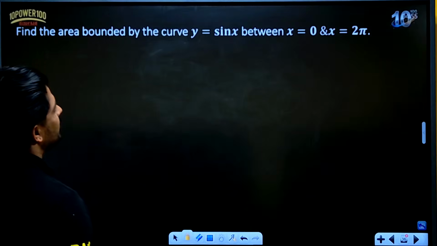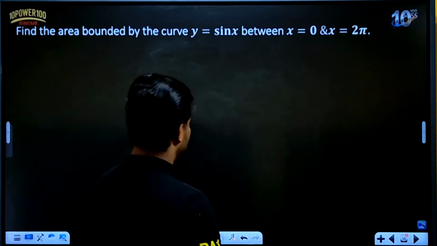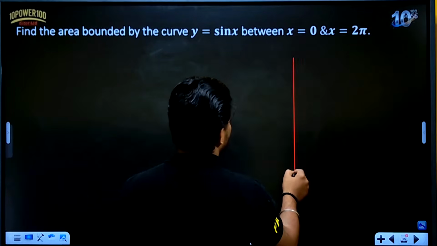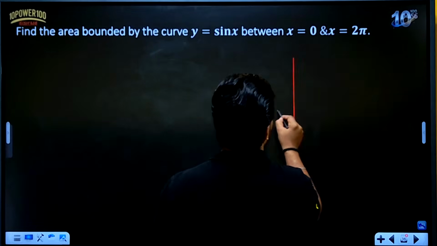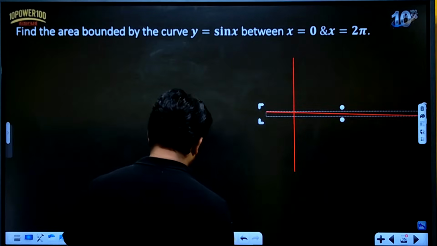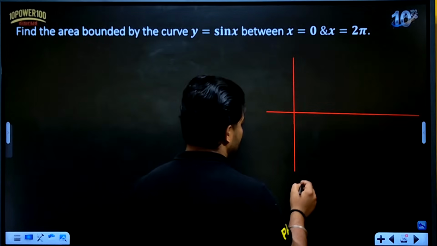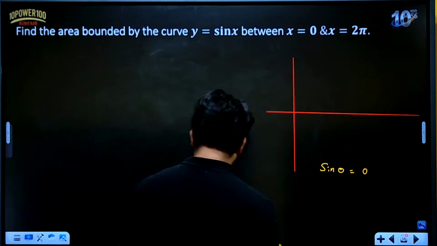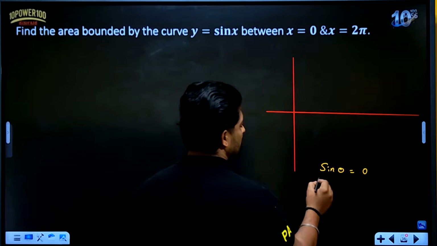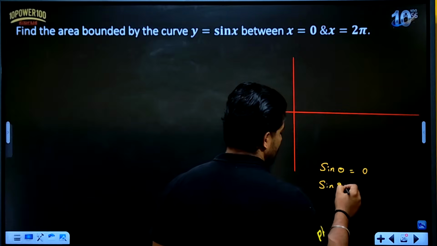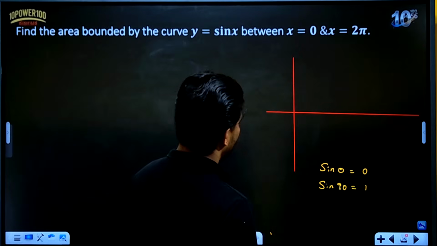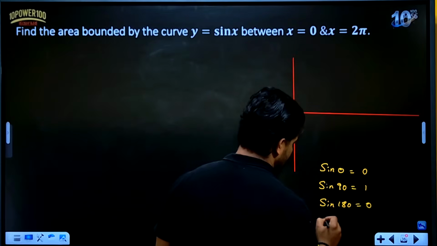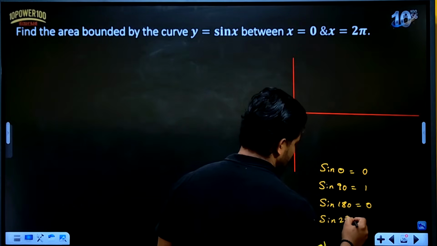Next, y is equal to sine x between 0 to 2 pi. Okay, yes, so let's do that. We need to draw the graph for this. First you should know the sin x graph. So what is sin 0? Remember this, sin 0 is equal to 0. Do you know how the graph starts? Let's take the main points. What is sin 90? sin 90 is equal to 1. And we know that sin 180 is equal to 0 and sin 270 is equal to -1.